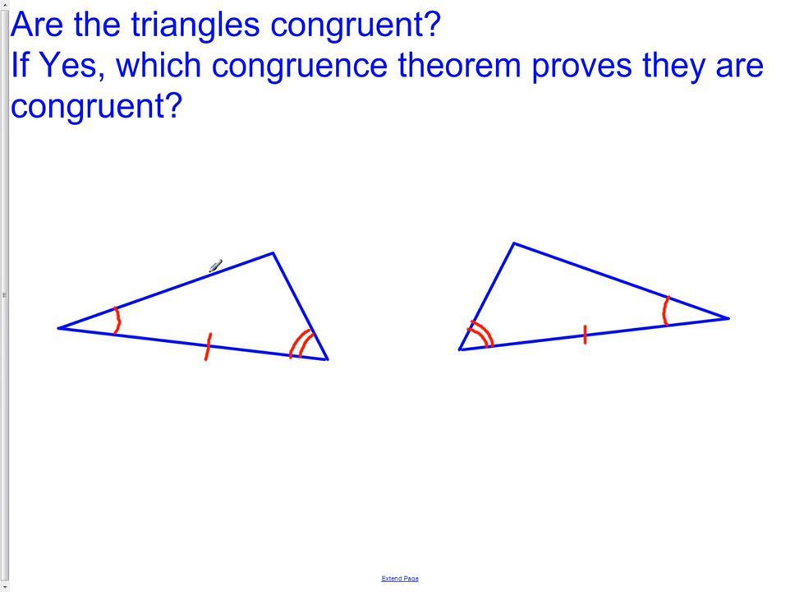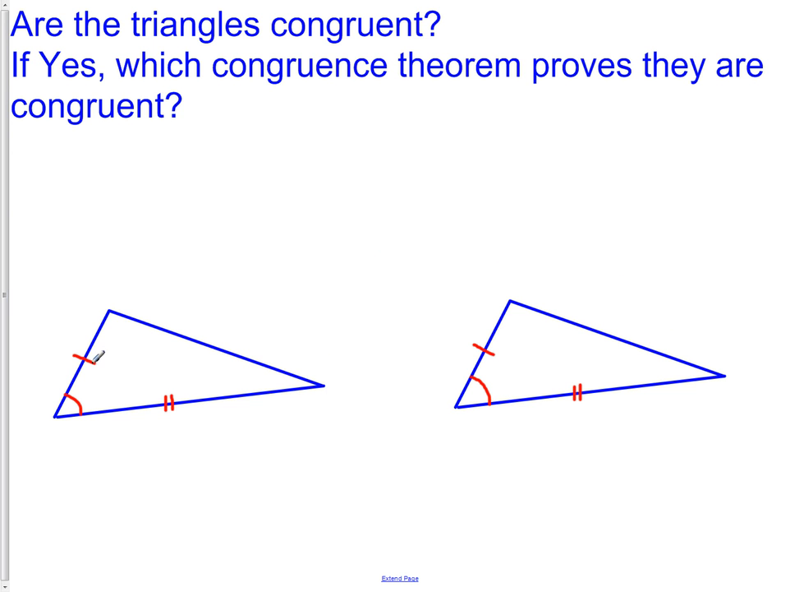Let's try and use this. Question, are the triangles congruent? If yes, which congruence theorem proves they are congruent? As I look at these two triangles, I have an angle congruent between them, I have a side, and then I have another angle. The side would be called included because it is between the two angles. Therefore, I do have an angle side angle congruency. So I do have one of our 5 congruencies, and this time I will use angle side angle.